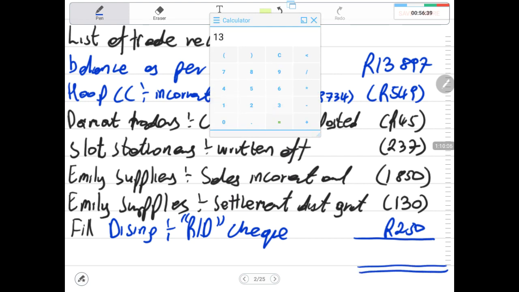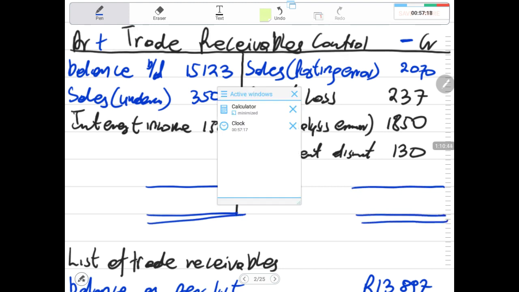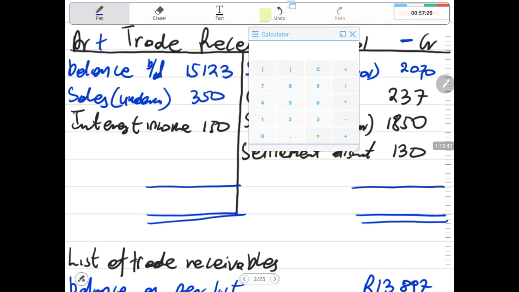We have 13,897 minus 549 minus 45 rand minus 237 minus 1,850 minus 130 plus 250. We get 11,336. Then we come to our ledger account, and we know that there will have to be a balance brought down and a balance carried down. So our balance brought down and balance carried down will have to be the same, 11,336.